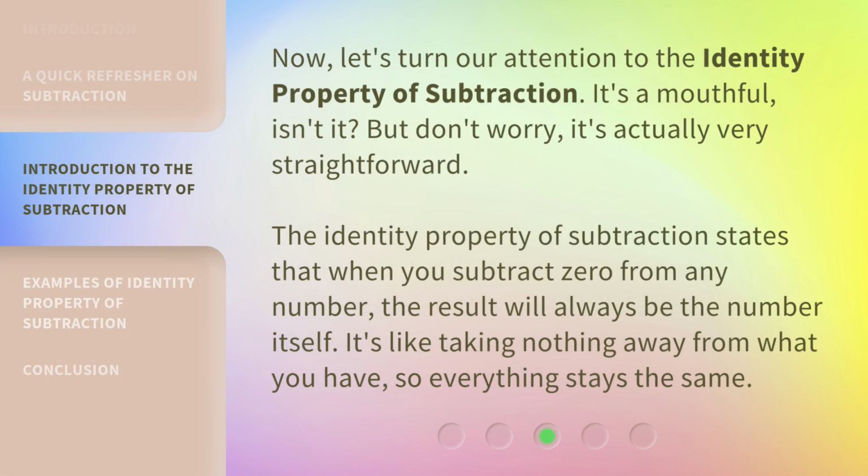Now, let's turn our attention to the identity property of subtraction. It's a mouthful, isn't it? But don't worry, it's actually very straightforward. The identity property of subtraction states that when you subtract 0 from any number, the result will always be the number itself. It's like taking nothing away from what you have, so everything stays the same.